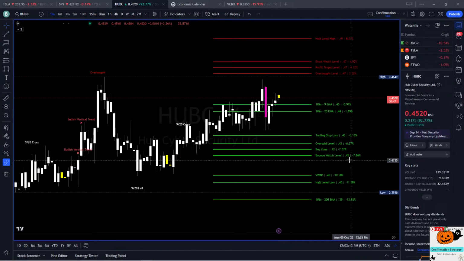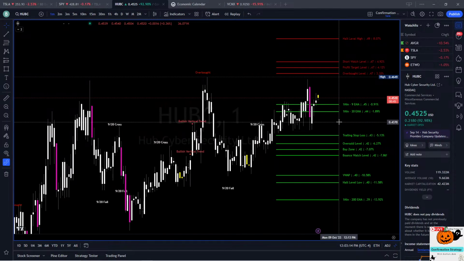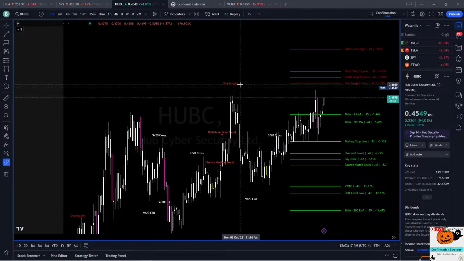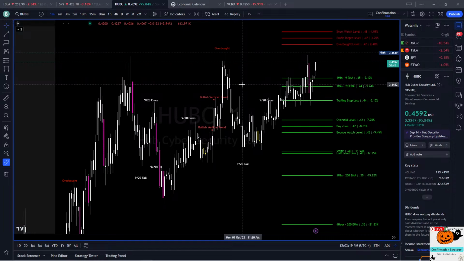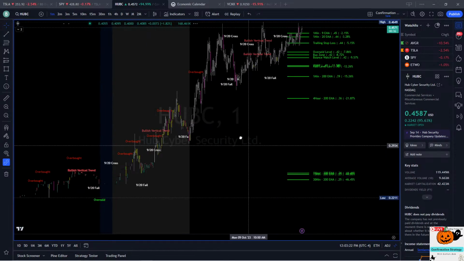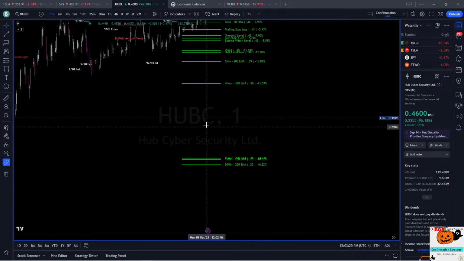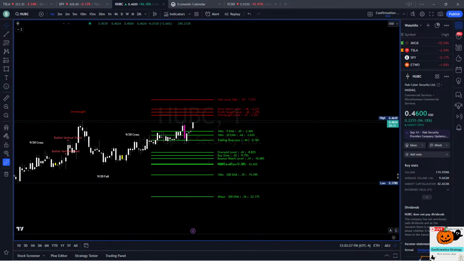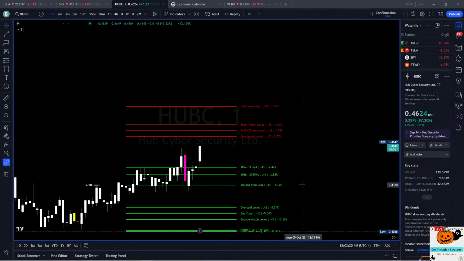HUBC, low cheapo, making some noise. Looks like it's struggling here. Had an overbought right there on HUBC. Not seeing anywhere where it oversold. Well, all the way down here, but that was last Friday. HUBC, a little cheapo here moving.